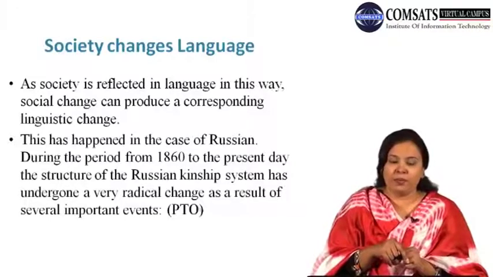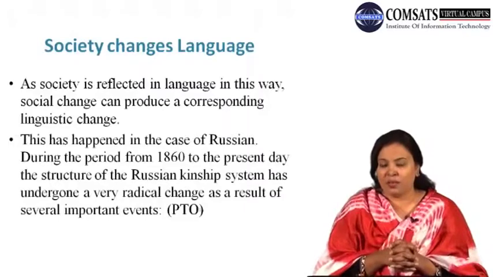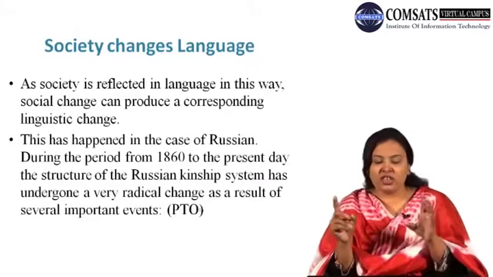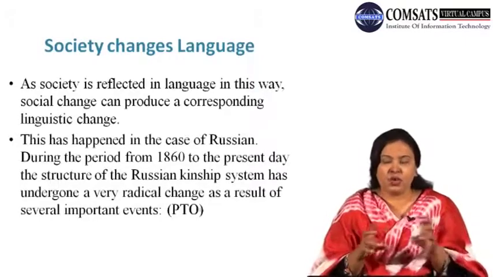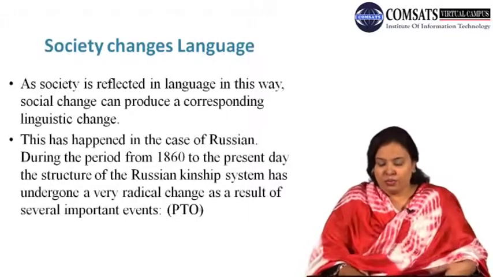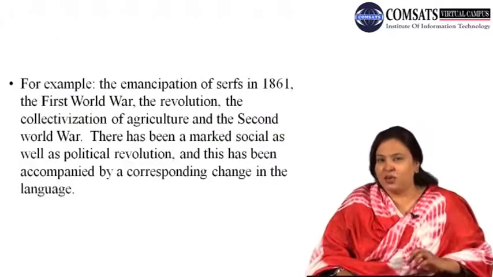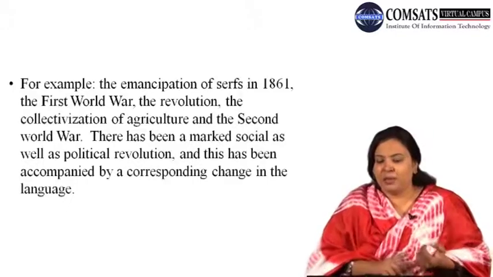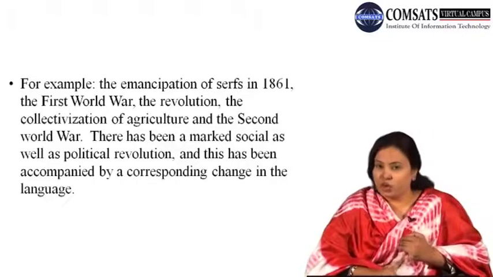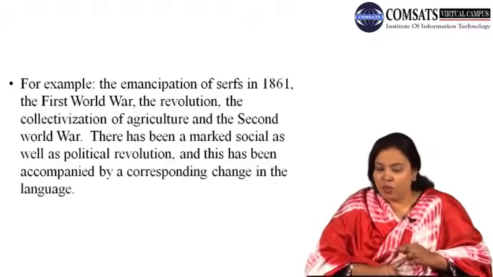It affects the language vocabulary. And I have a very well-known example over here of Russia. In the case of Russian, during the period from 1860 to the present day, the structure of the Russian kinship system has undergone a very radical change as a result of several important events. Several important events have happened in Russia from 1860 till now, like the emancipation of serfs in 1861, the First World War, the revolution, the collectivization of agriculture, and the Second World War.